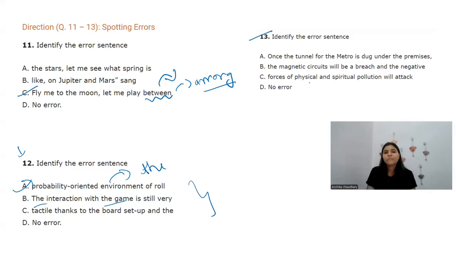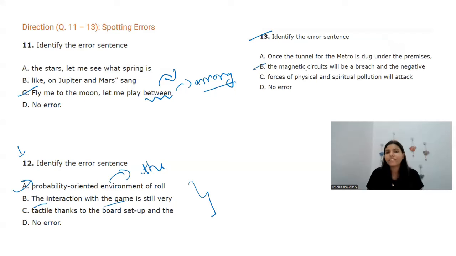Identify the error in the sentences. "Once the tunnel for the metro is dug under the premises, the magnetic circuits will be a breach, and the negative forces of physical and spiritual pollution will attack." Basically these are continuous sentences, and we are talking about a certain condition: once this is done, this thing will happen, or this thing will take place.